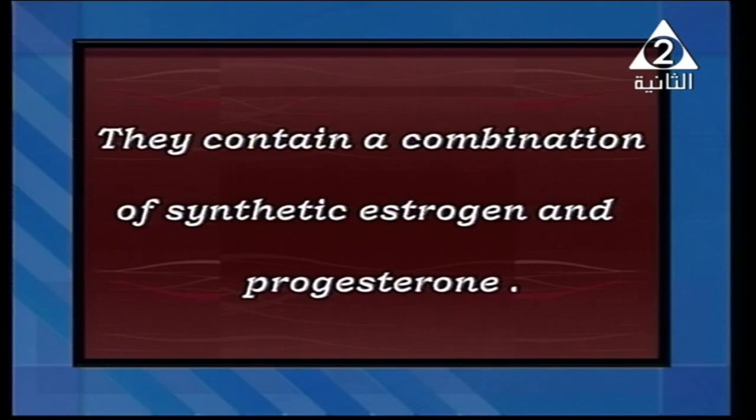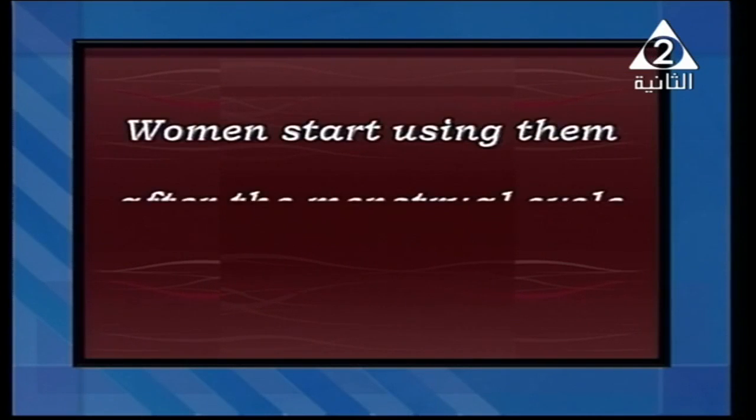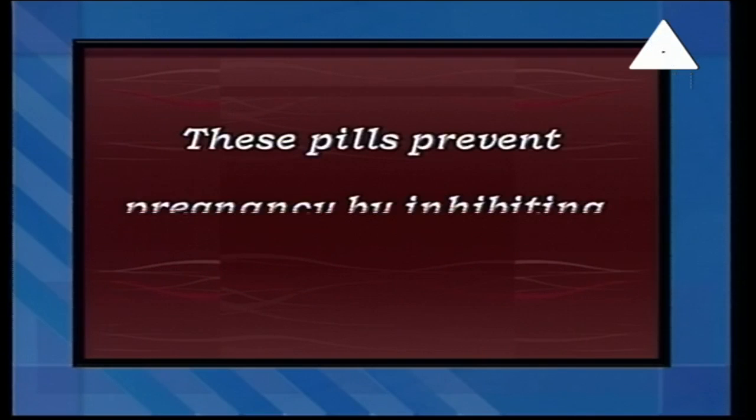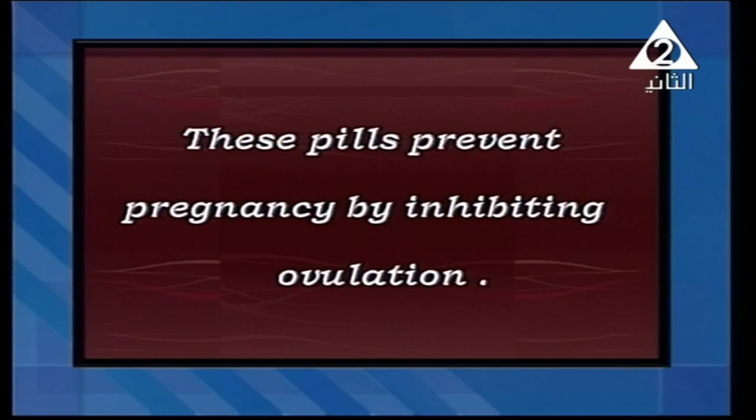Contraceptive pills contain a combination of synthetic estrogen and progesterone. When the women start using them after the menstrual cycle and continue for 3 weeks, these pills prevent pregnancy by inhibiting ovulation. It just gives a kind of imagination to the ovary by the presence of different hormones inside the body. It's just a kind of synthetic progesterone and estrogen hormone.